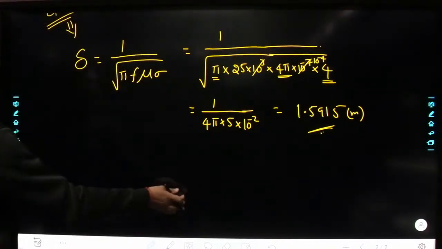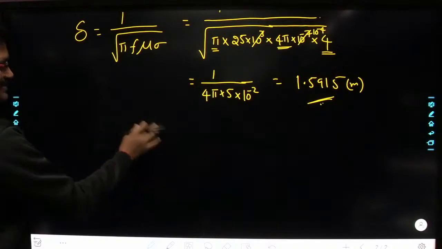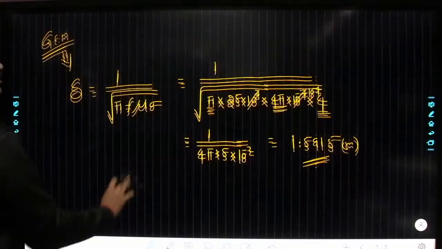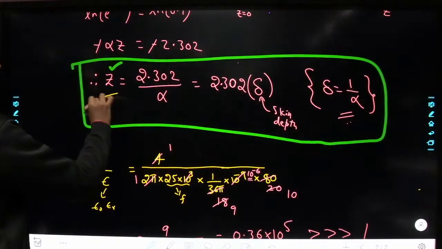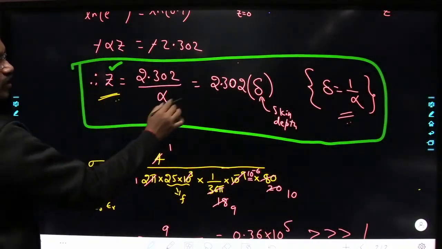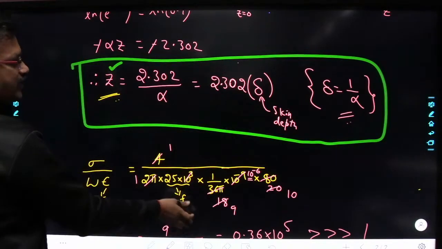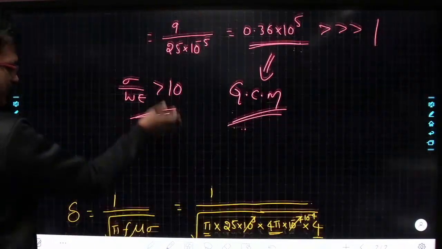Now what are they asking? They are asking for the Z value. You have to determine this Z value, yes or no? So Z is equal to what? 2.302 into delta, right?